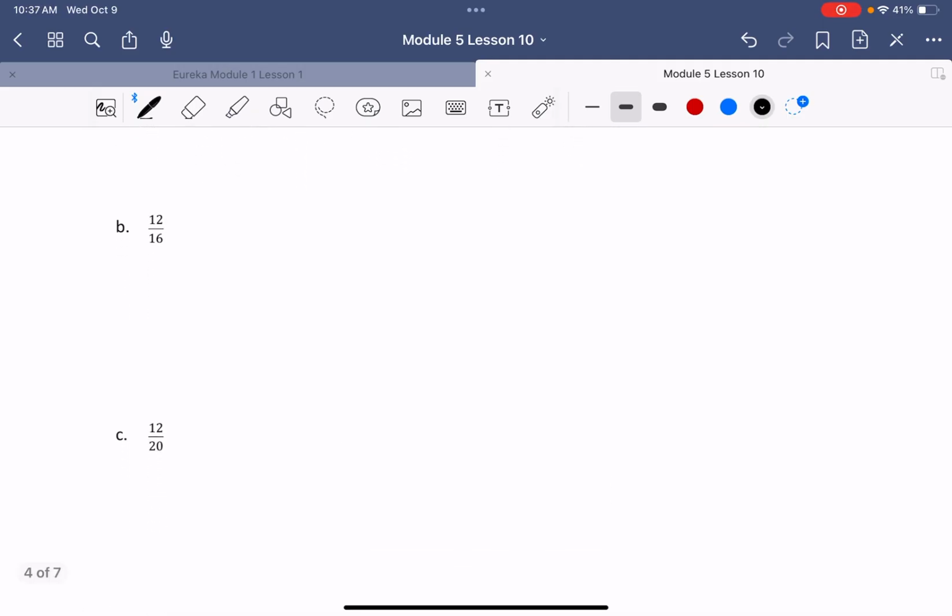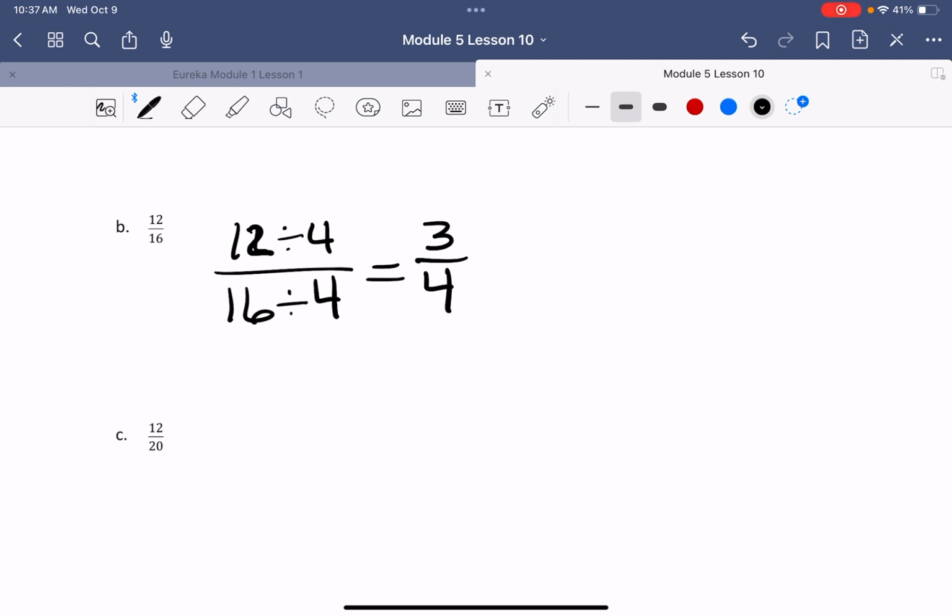Let's look at the next one. We have 12/16. What could we divide 12/16 by? We could divide it by 2, but 2 is not the biggest number we could divide by. What if we divided it by 4? 12 divided by 4 is 3, and 16 divided by 4 is 4. So 12/16 is equal or equivalent to 3/4.